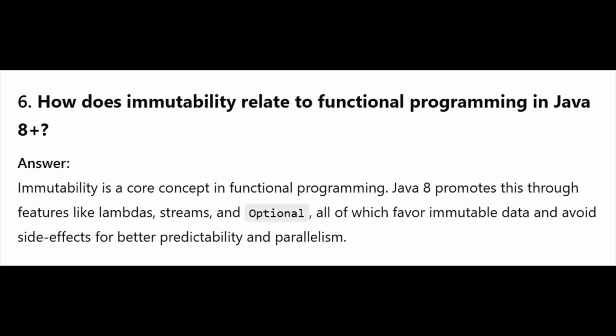6. How does immutability relate to functional programming in Java 8+? Answer. Immutability is a core concept in functional programming. Java 8 promotes this through features like lambdas, streams, and Optional, all of which favor immutable data and avoid side effects for better predictability and parallelism.